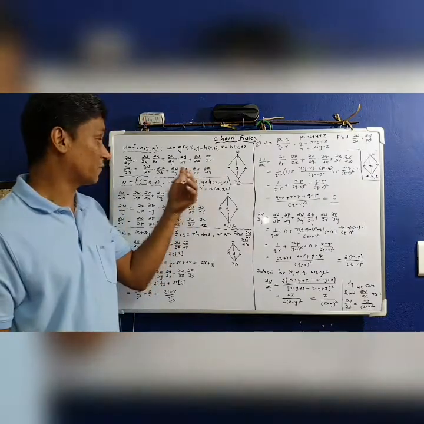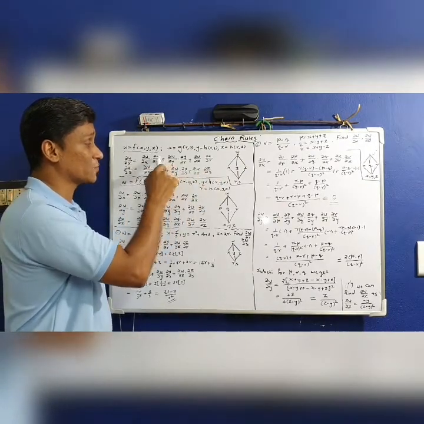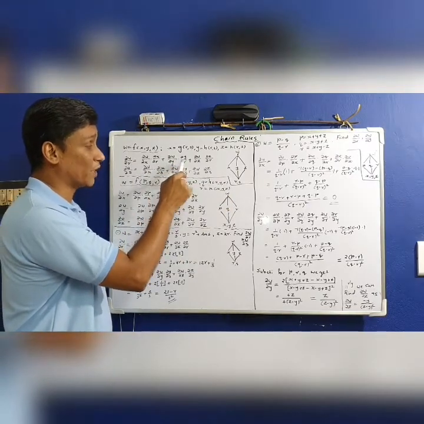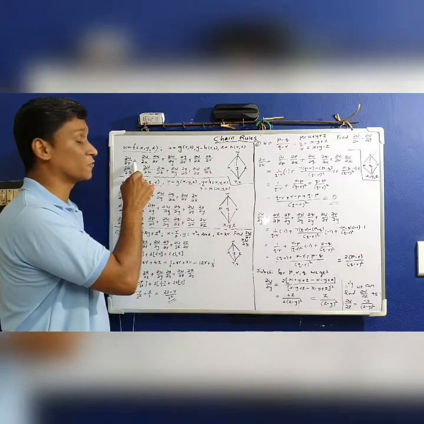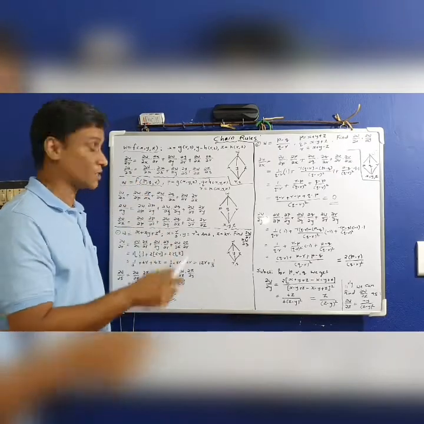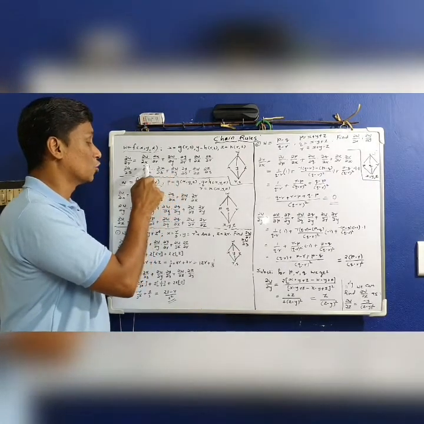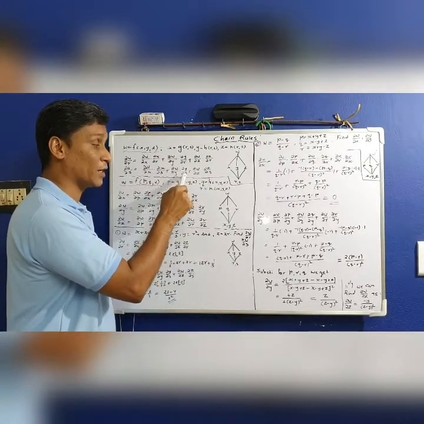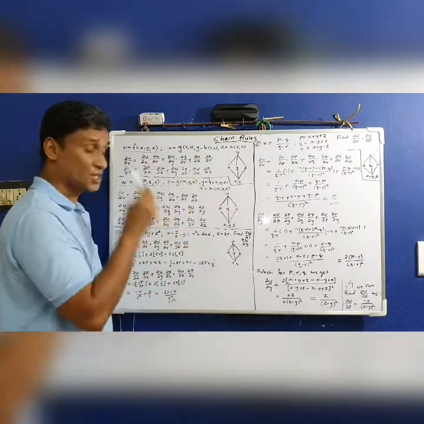And this is our first chain rule, that is dou w by dou r equal to dou w by dou x into dou x by dou r, plus dou w by dou y into dou y by dou r, plus dou w by dou z into dou z by dou r. That is the expression for dou w by dou r. The next one is the partial derivative of W with respect to s. Dou w by dou s equal to, in a similar fashion, dou w by dou x into dou x by dou s, plus dou w by dou y into dou y by dou s, plus dou w by dou z into dou z by dou s. So this is one chain rule.